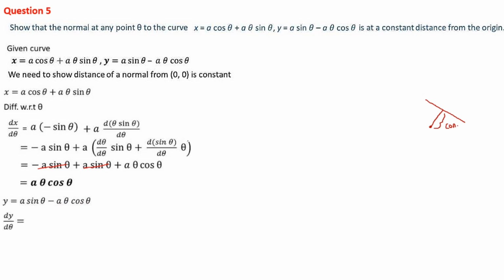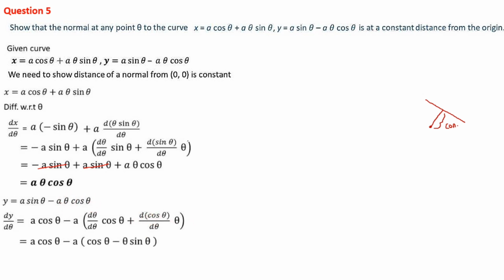Again differentiate with respect to theta. Dy by d theta, if you calculate: a into sin theta, the derivative of sin theta is cos theta. A is a constant, okay. Minus a into, here also the product rule. Product rule means derivative of the first one, d theta by d theta, into the second one, cos theta, plus derivative of the second, d by d theta of cos theta, into the first one, theta.